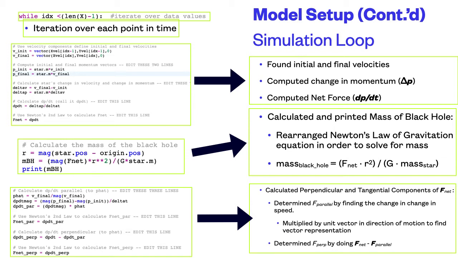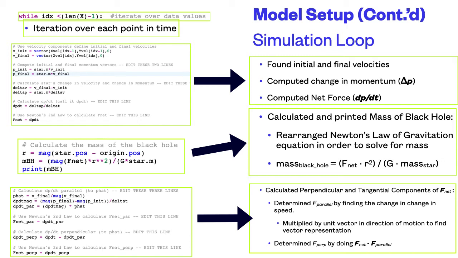It's important to note that while the quantities of net force and change in momentum are equal, they're actually slightly different. The net force is a quantity that cannot be intrinsically determined by observing. However, the change in an object's velocity or momentum can be observed, and it is pure coincidence of nature that these quantities are equal. After determining the net force, the black hole's mass was determined by rearranging Newton's law of gravitation and plugging in.